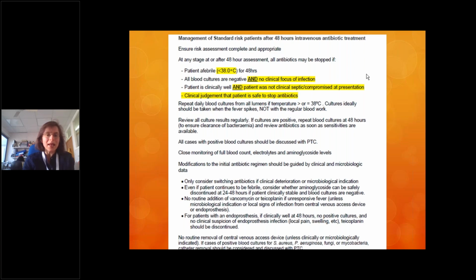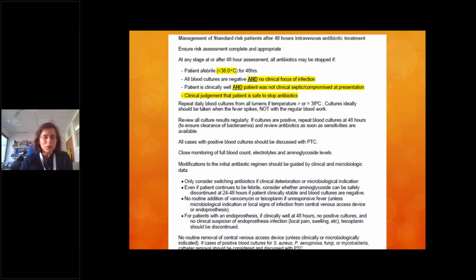And then you are left with those who not only presented with risk factors, but are still febrile at 48 hours. That is where your management becomes more complicated. Now, historically, we used to do a lot of empirical work and add antibiotics. I hear a lot of statements sometimes like, oh, we added teicoplanin to the Tazocin, or we didn't really know why they had a fever, so we changed to meropenem, and so forth.